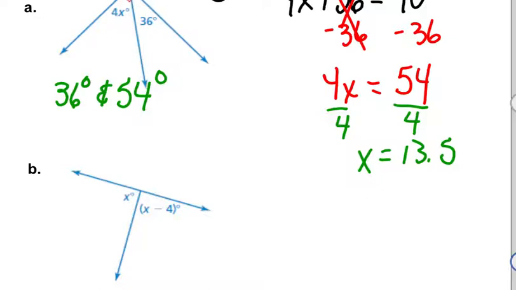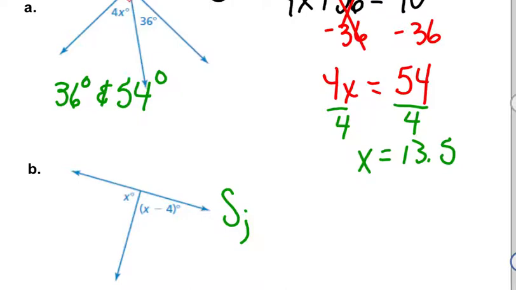B, are they complementary or supplementary? What should they be? Look at them. What do you think they're going to be here? Michael, what kind would they be? Complementary or supplementary? Supplementary. It is a straight line which measures 180. Okay, so they are supplementary.